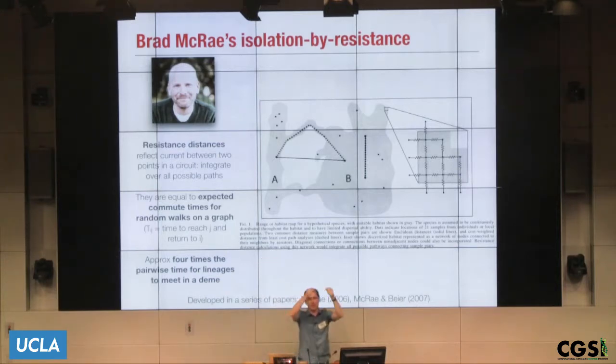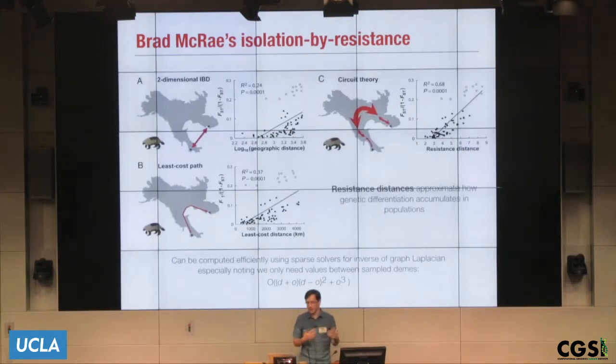So there are many fewer paths that can connect those two. The paths are on average longer because you have to kind of go through that isthmus. So you'll on average be more different. Okay. This distance, Brad was able to show, predicts genetic differences quite well.